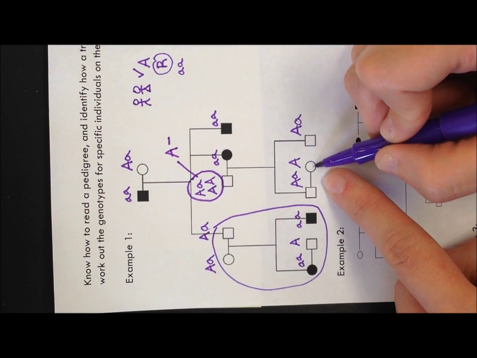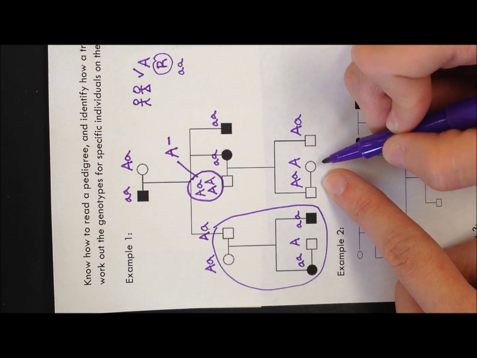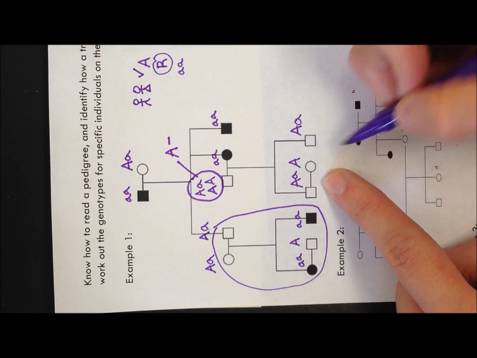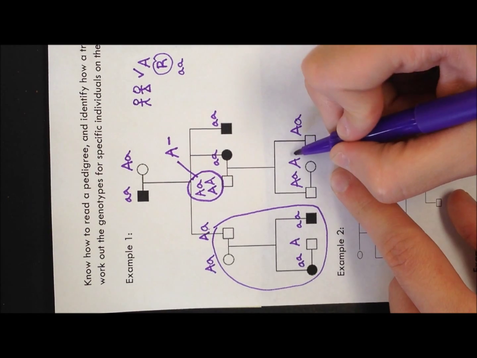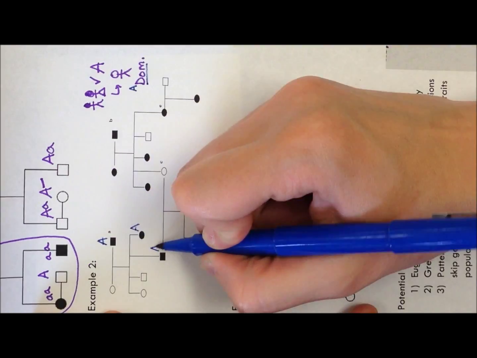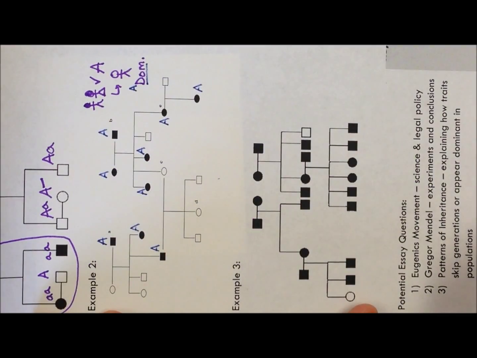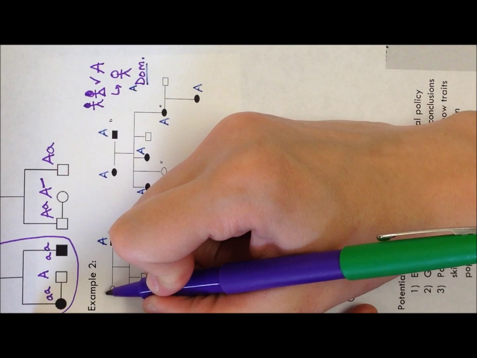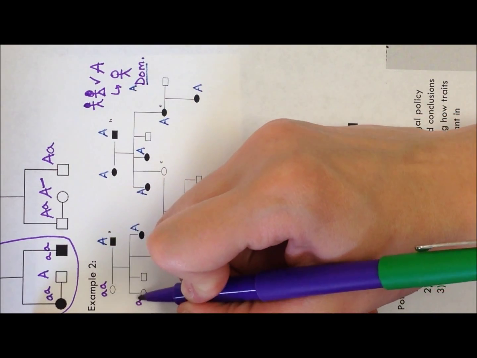Same with this wifey right down here at the bottom. We know that she's big A. We have no idea what her second allele would be until they would have kids. So for now, we'll just write A dash. Everybody who's not shaded in then would be little a, little a. It's the only way that they wouldn't get this dominant trait.